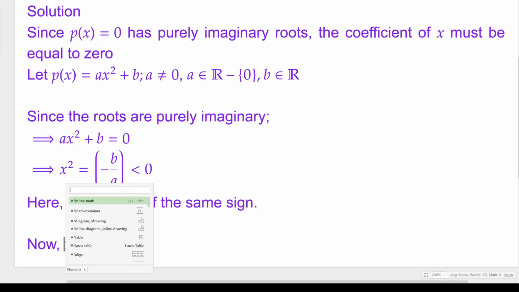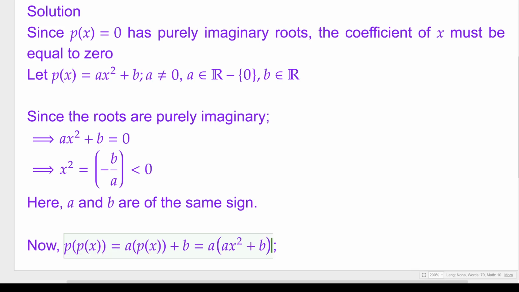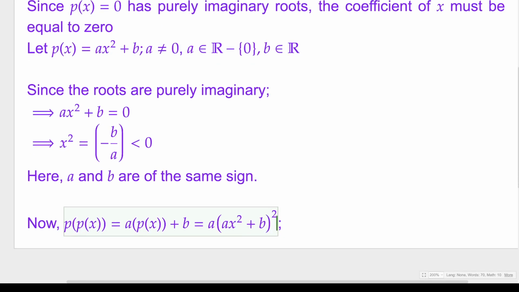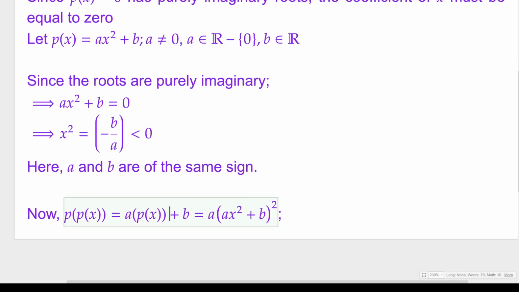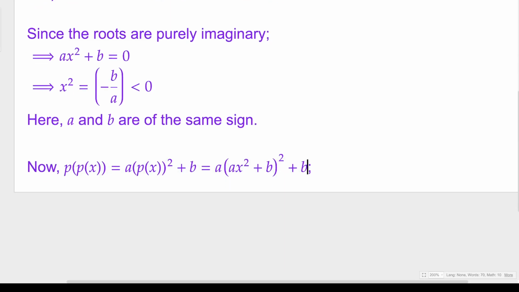Now if I consider p of p of x, on resolving this, instead of x I will write p of x over here, plus b, and again this p of x will be replaced with ax square plus b, and this will be squared over here, right? This part should have been squared like this because it is ax square. After that, plus b. So this is my p of p of x.